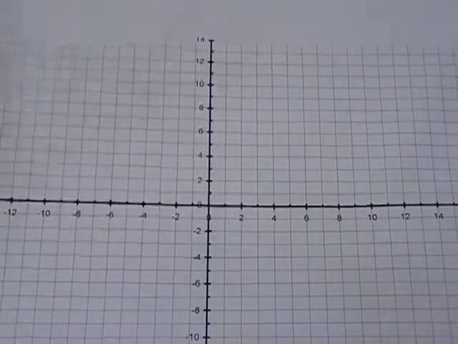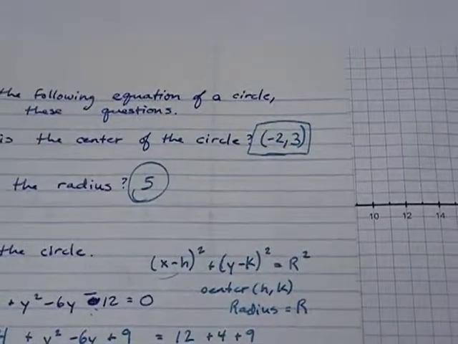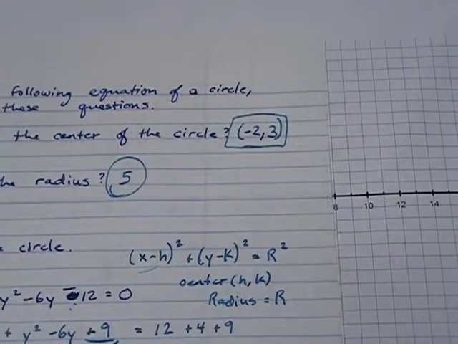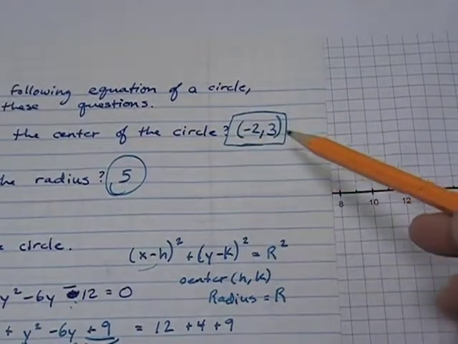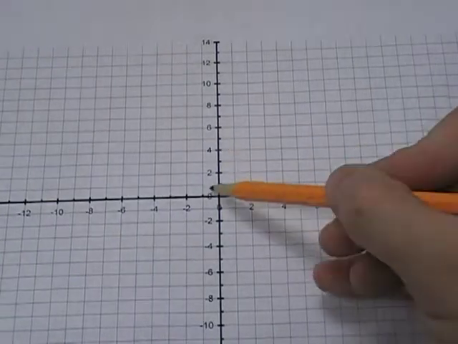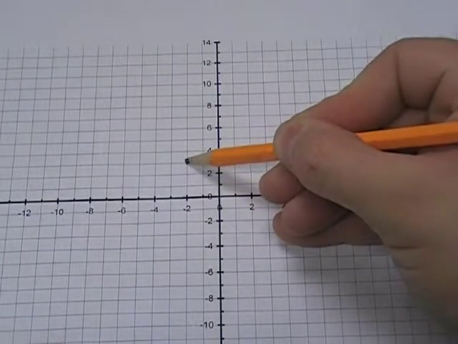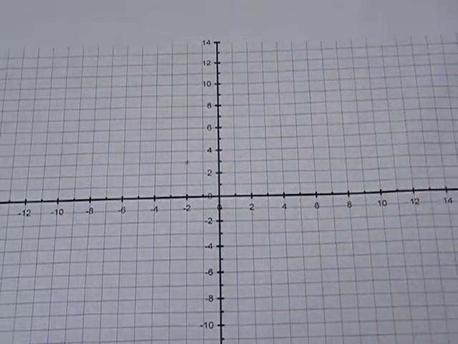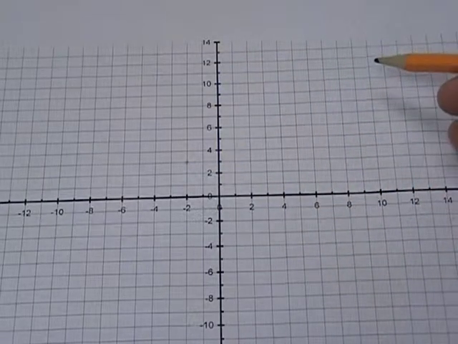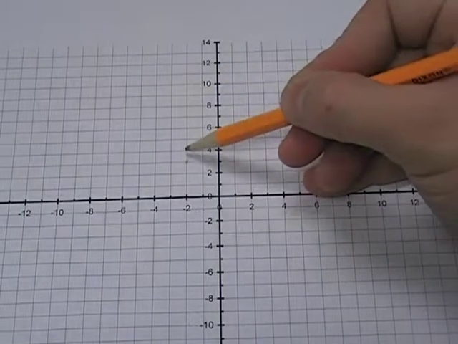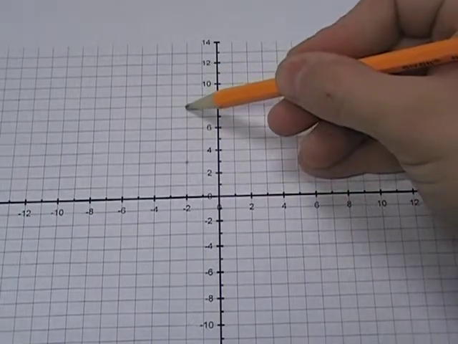Basically, if I take the answers to my questions, which are the center and the radius, I can graph this circle. So where's the center? It's at (-2, 3). So I go left 2, and I go up 3, and there's my center. Okay? And what is the radius? Well, the radius is 5. And so 1, 2, 3, 4, 5.